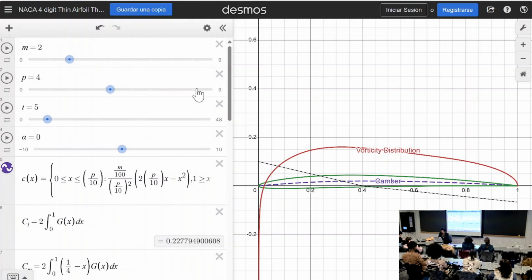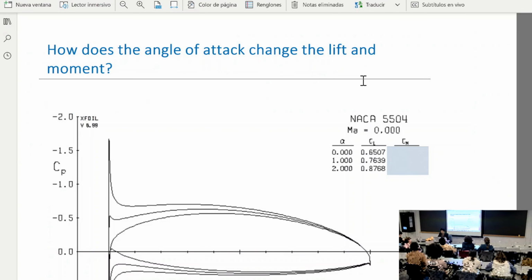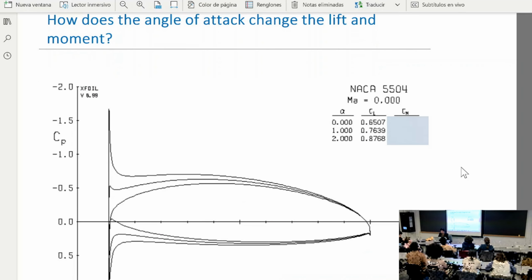So you can use this. You can find the link in the OneNote notebook, and I believe I have now synced it, so you should be able to see what is there for last lecture. You can play with this to see how the NACA 4 digits are going to affect the vorticity distribution. So one of these questions is the following.